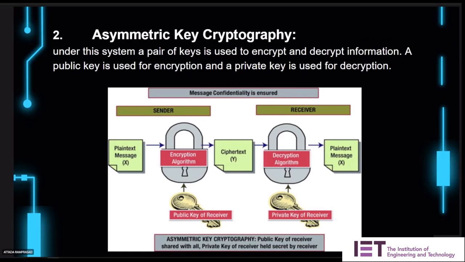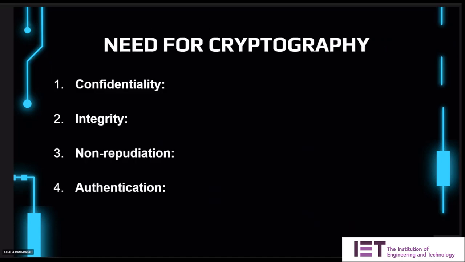Now, let us see why we need cryptography. You all might be thinking, what is the need for cryptography? Let's look into it. Cryptography helps us achieve the following. It helps us maintain confidentiality. Whenever you are sending information, that information can only be accessed by the person for whom it was intended, and no other person except him can access it.